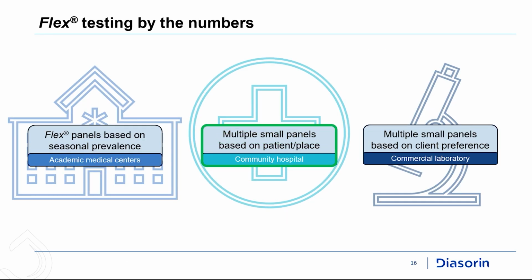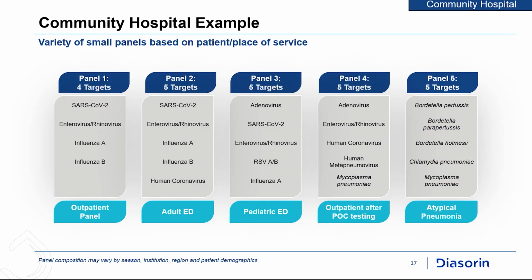Next, we'll look at a community hospital example. Community hospitals face different challenges. They often depend more heavily on reimbursement from Medicare and Medicaid and operate on thinner margins. With Flex, one community hospital created multiple small panels tailored to patient location and acuity. They created 5 panels of 5 targets or fewer, a general outpatient panel, 2 ED panels, one for adults and one for pediatrics, a follow-up outpatient panel with expanded targets, and an atypical pneumonia panel with just bacterial targets.